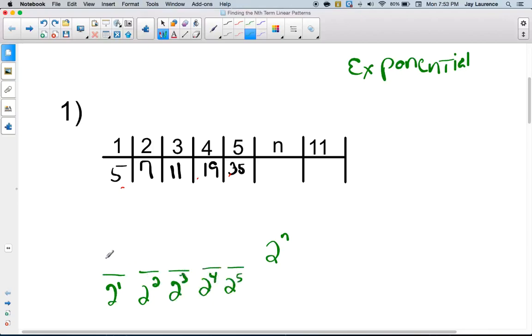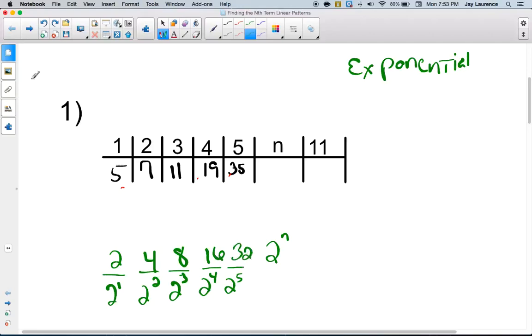So 2 to the first is 2. 2 to the second is 4. 2 to the third is 8. 2 to the fourth is 16. And 2 to the fifth is 32. How did I get that? 2 times 2 times 2 times 2 times 2 is 32.